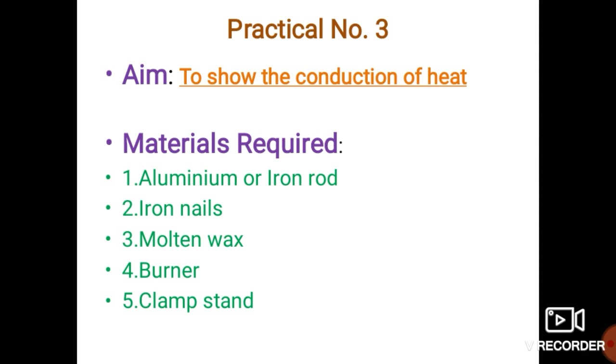But here we have to prove by performing a practical that heat is transferred from the hot end to the cold end. Okay students, this is just a statement, but we have to prove it practically. So for that purpose, what are the materials required? An aluminium or iron rod, iron nails, molten wax, a burner and a clamp stand.